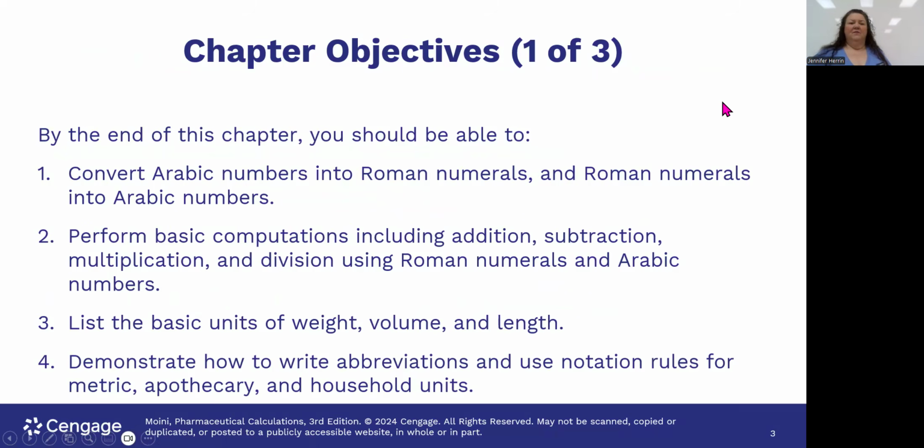So our chapter objectives here say that by the end of this chapter, you should be able to convert Arabic numbers into Roman numerals and Roman numerals into Arabic numbers. You'll be able to perform basic computations, including addition, subtraction, multiplication, and division using Roman numerals and Arabic numbers. You'll also be able to list the basic unit of weight, volume, and length, and demonstrate how to write abbreviations and use notation rules for metric, apothecary, and household units.